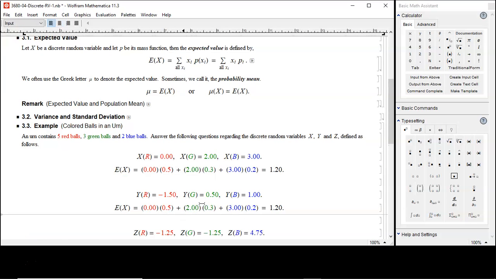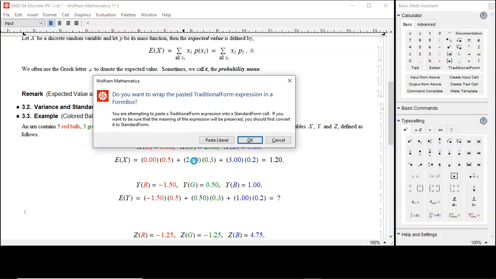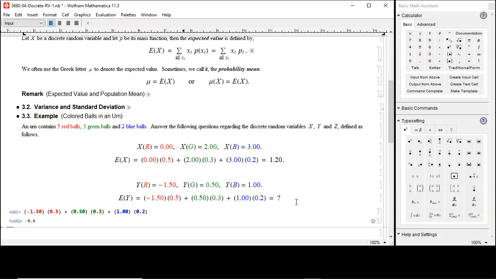Let me copy and paste this and change it for Y. So same color distribution, 5, 3, 2, but different payoff values. And then this is just 50 cents, and this one is $1. So that is my expected value for game Y. Make sense? And this is negative 0.4.